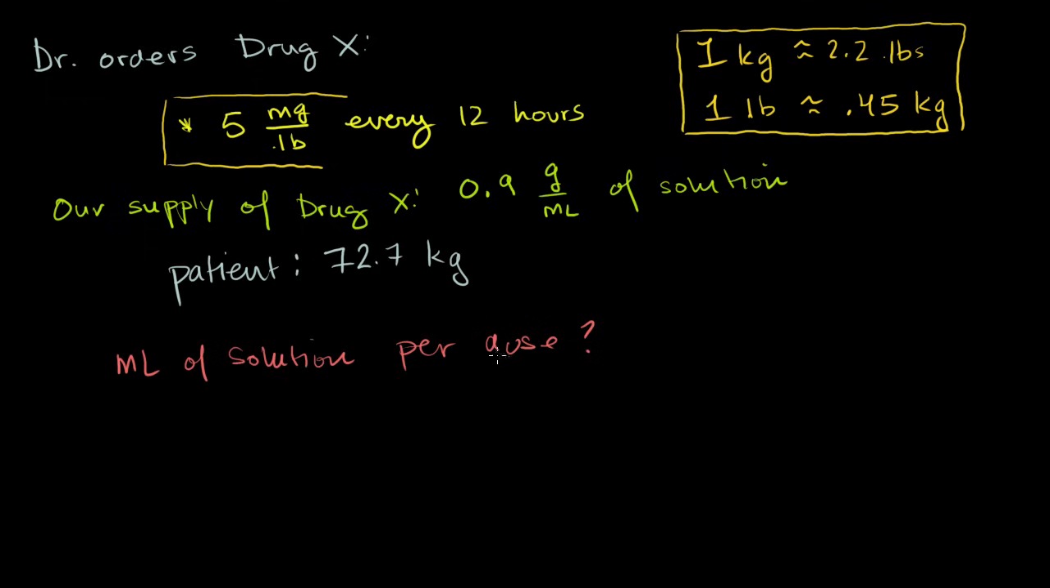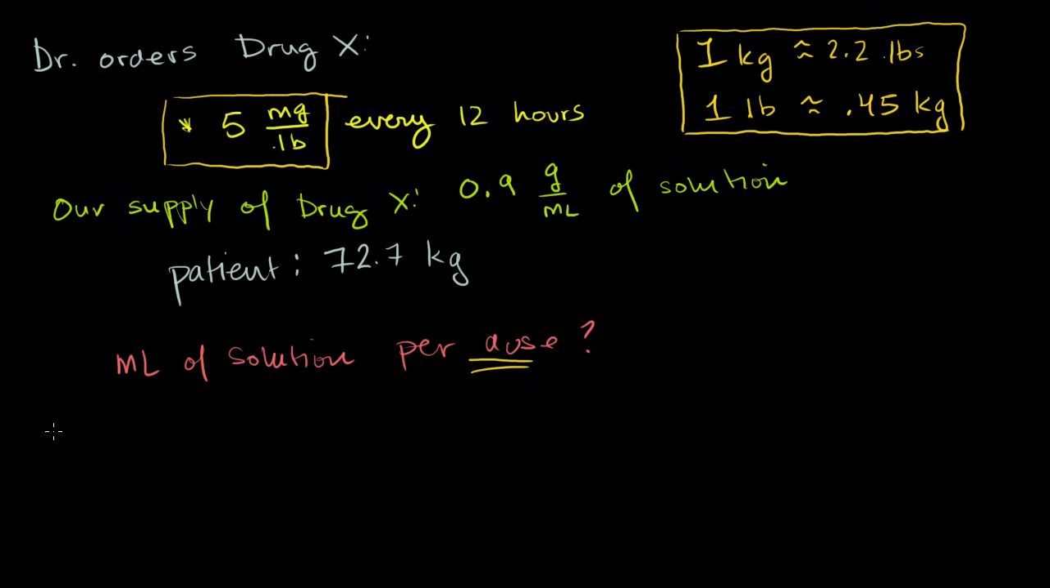And we really don't need to know every 12 hours, because they're asking how many milliliters of solution per dose. A dose is every 12 hours. So the every 12 hours is kind of extra information. So we want to figure out this 5 milligrams per pound. How do we convert that to how many milligrams per kilogram?